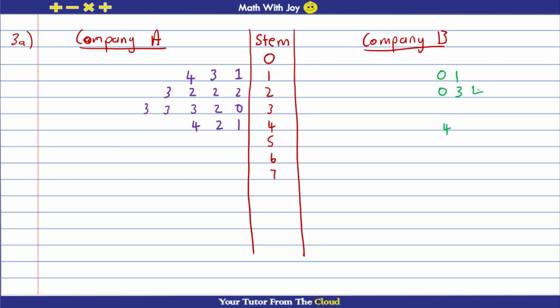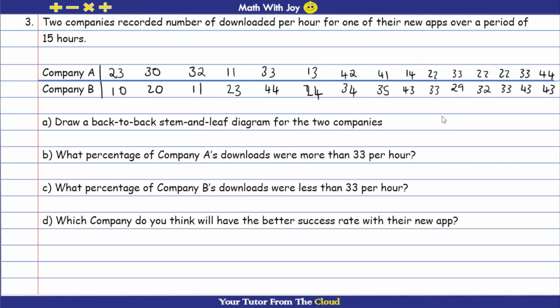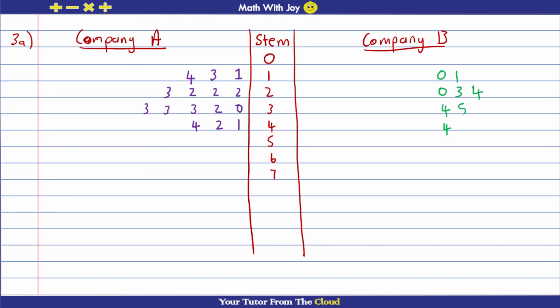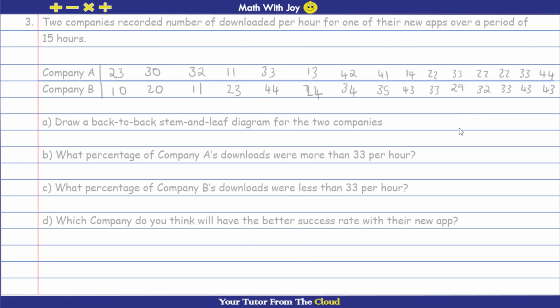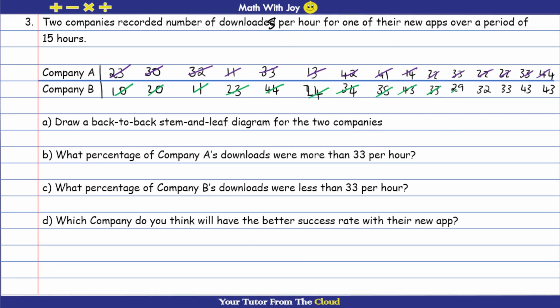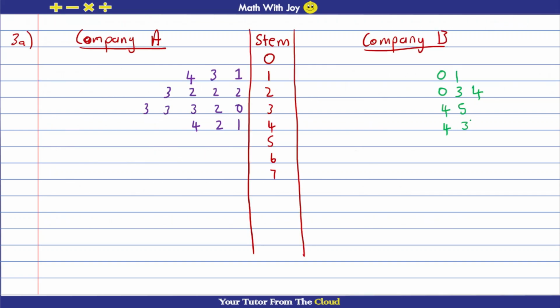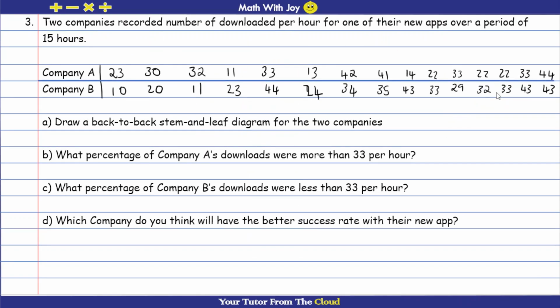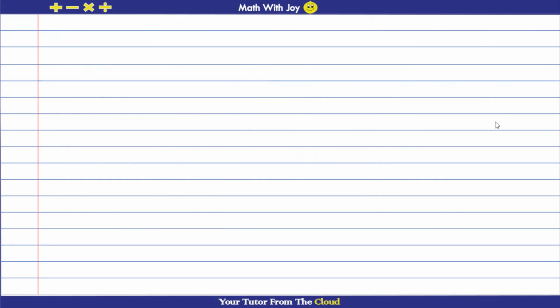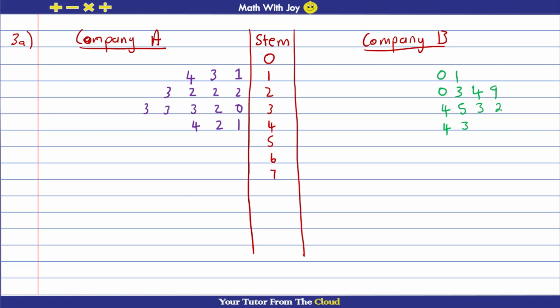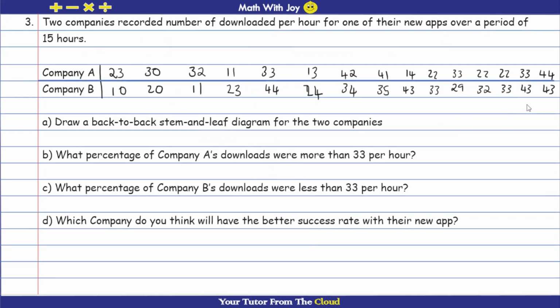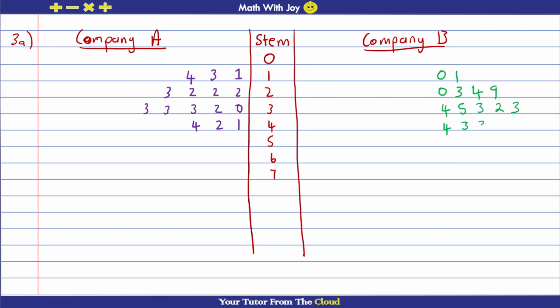2, 4, 3, 4, and then we have 3, 5, 4, 3, and then we have 3, 3, 2, 9, and then we get 3, 2, 3, 3, and the last two entries 4, 3, 4, 3.